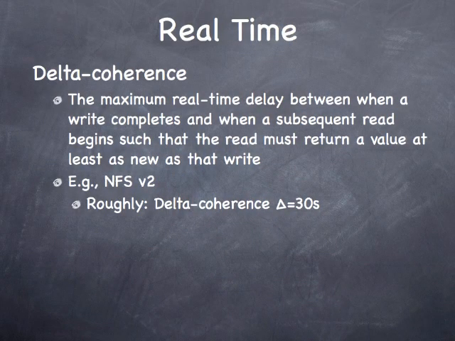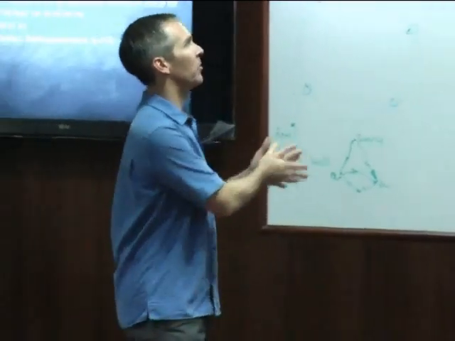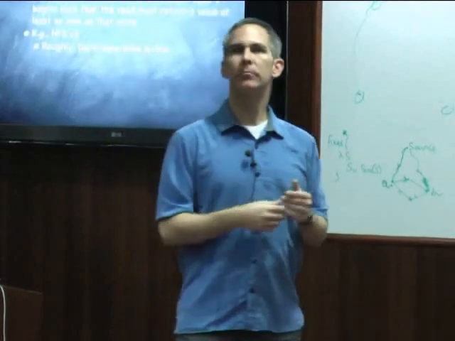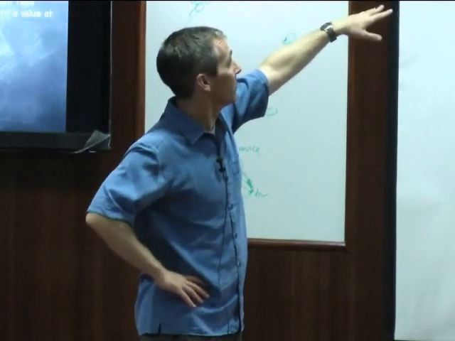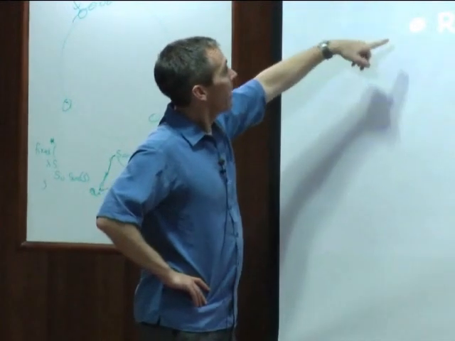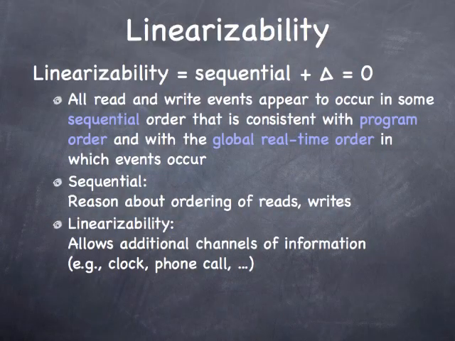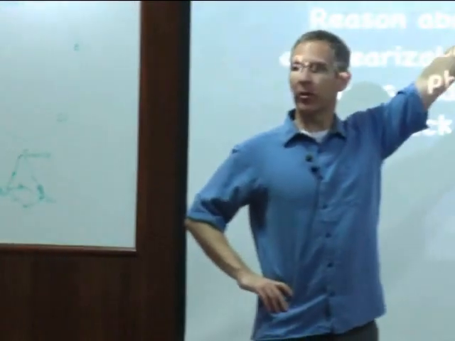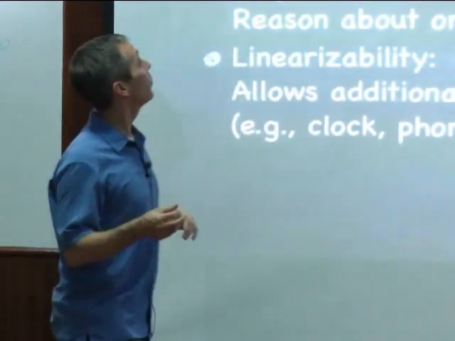Right, so go back to the freshness dimension, there's a semantic called delta coherence. Delta coherence says the maximum real-time delay from when a write completes and a subsequent read begins, such that the read must return the value at least as new as that write. NFS was roughly delta coherence with delta equals 30 seconds. And so one way to view linearizability is that it's sequential consistency plus delta coherence with delta equals 0.